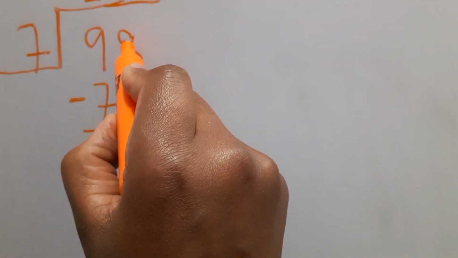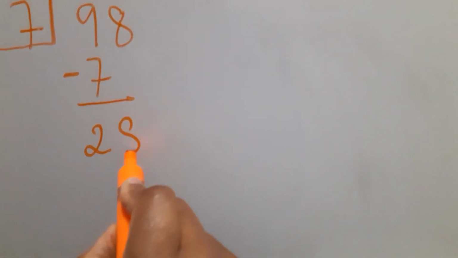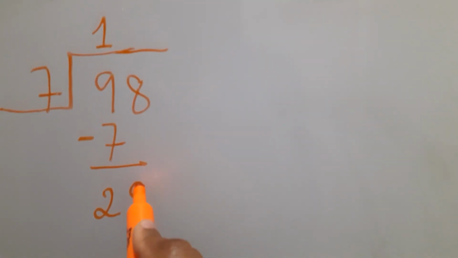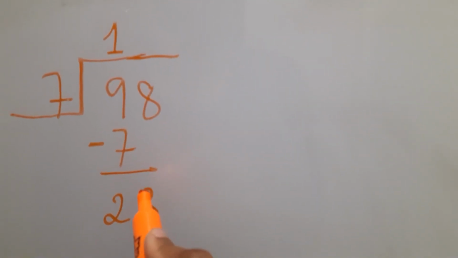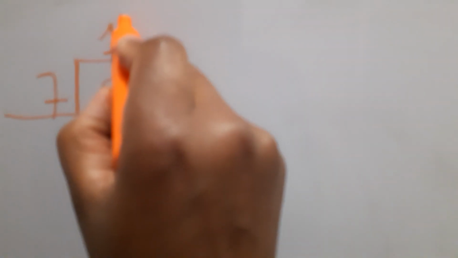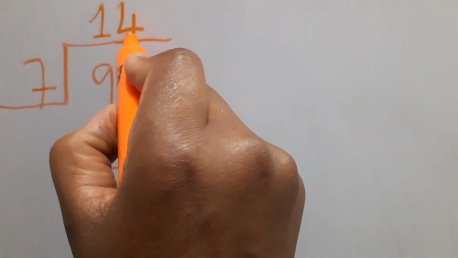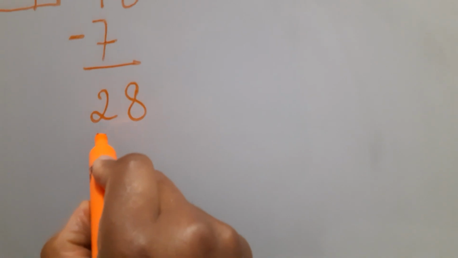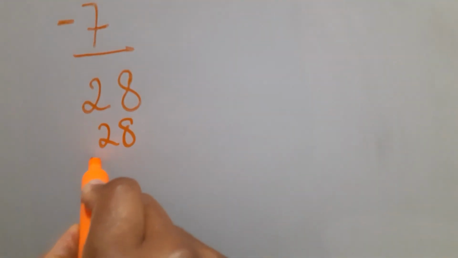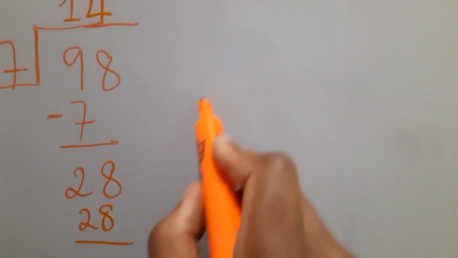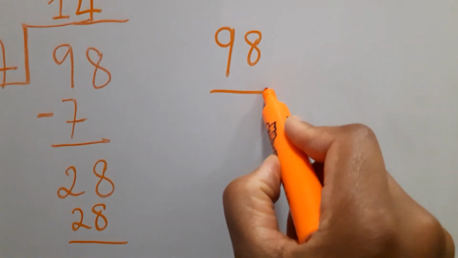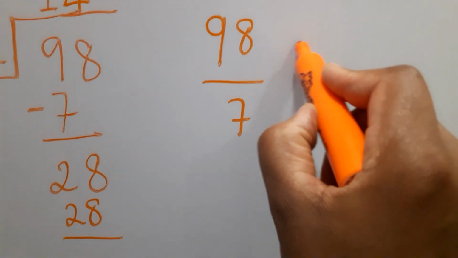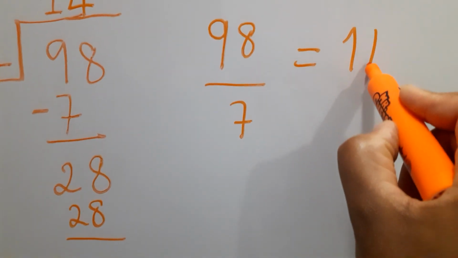So we bring down 8 here. So we're left with 28. And from our 7 times table, we know that 7 times 4 is 28. So we put 4 and 28. So 98 divided by 7 equals 14.